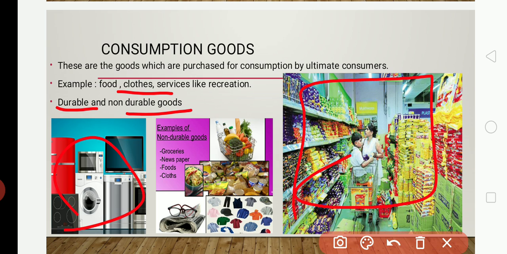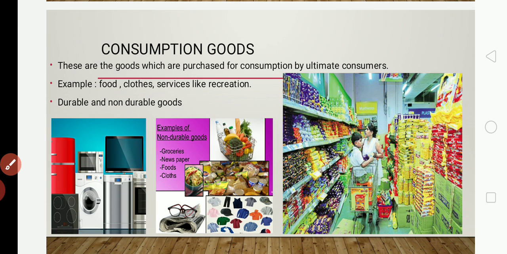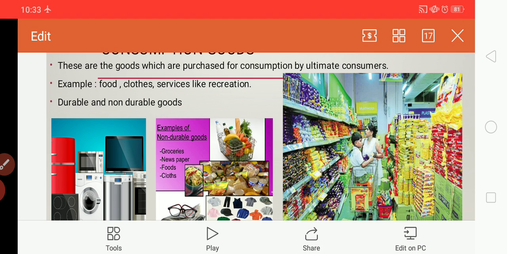And what are non-durable goods? Non-durable goods are like clothes and eatables, vegetables, fruits. These are all non-durable goods, which we cannot keep for a very long period of time compared to these commodities. These are the durables, and these are non-durable goods, which perish soon. This will last longer. Such goods are durable and non-durable goods. So consumption goods means the goods which are purchased for consumption. They are called consumer goods or consumption goods.